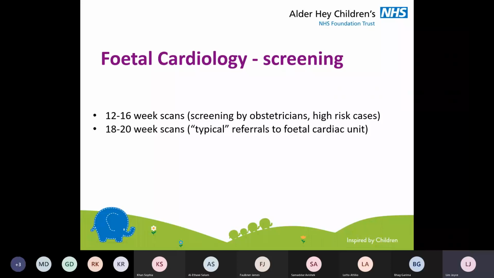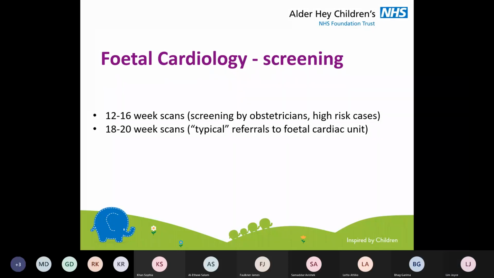Then there is the earlier one done between 12 to 16 weeks, and that is usually done by obstetricians for high-risk cases. If you know there's an increase in nuchal translucency, or you find that the child is already hydropic at that time, then obviously the obstetricians will be the ones reviewing this. But there's an increasing call by the worldwide fetal cardiology community that fetal cardiologists should start looking at fetuses at around 12 to 16 weeks as well, because the pickup rate is slightly higher, but not without problems.